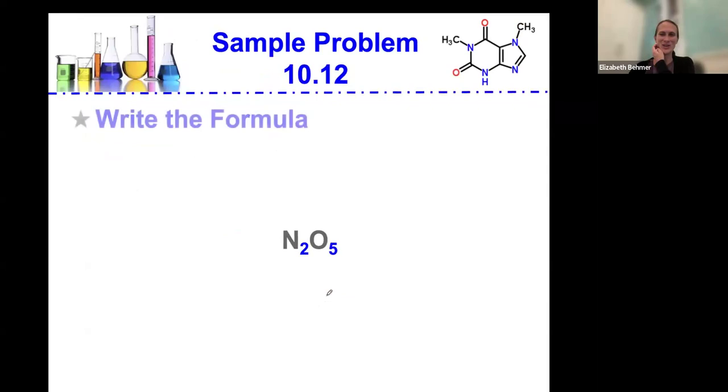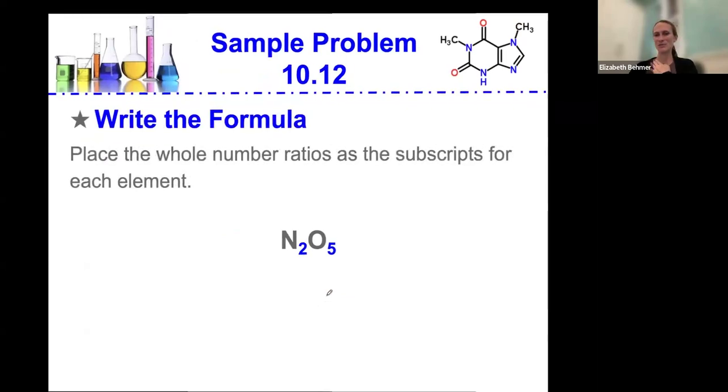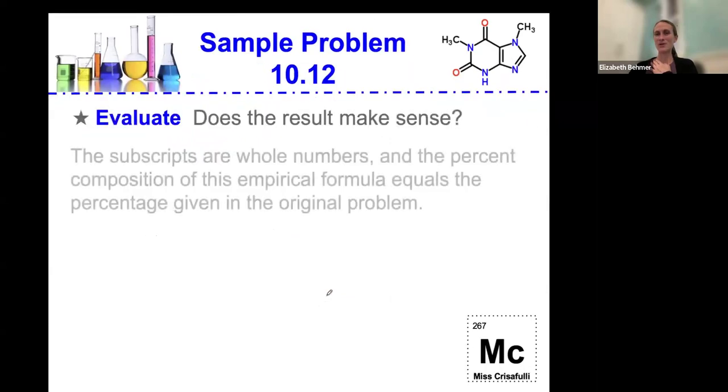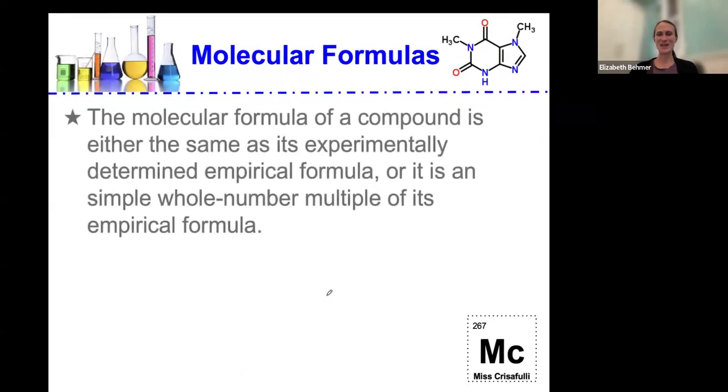That one is a little trickier. Write the formula and place the whole number ratios as the subscripts for each element. Does the result make sense? The subscripts are whole numbers, and the percent composition of this empirical formula equals the percent given in the original problem. That one is a little trickier, so you may need to watch through those steps again.